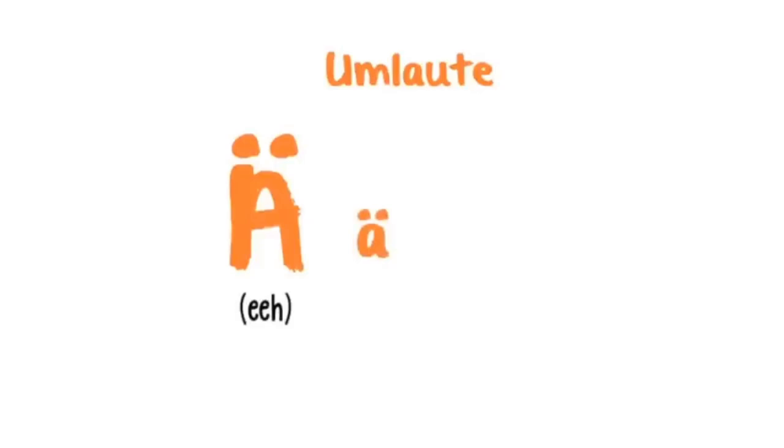Now let's have a look at the special letters called Umlaute. There are exactly 3 of them. The first one looks like this. It's an A with a double dot above the A. We call it Ä, or A umlaut. A umlaut is pronounced like the E in the word melon or the A in the word H.